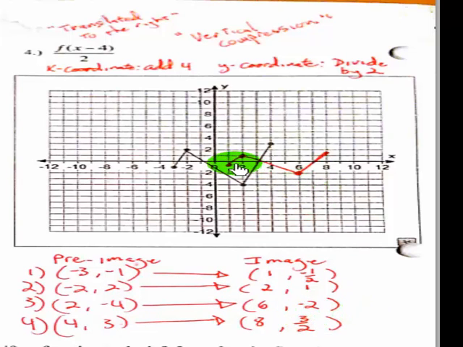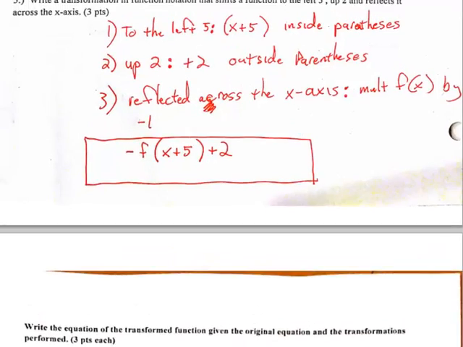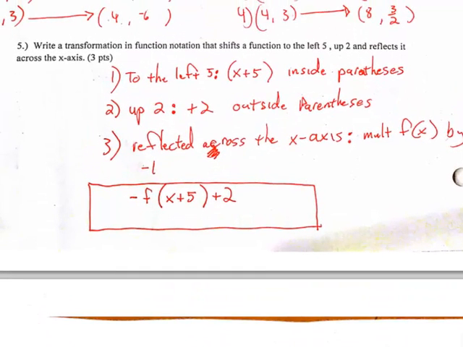And then you can see if you graph it, the black is the pre-image, you apply your transformations and you get the red image. Now, it says, write a transformation in function notation that shifts a function to the left 5, up 2, and reflects it across the x-axis. I made a judgment call on this. I think what it should say is, write a transformation in function notation that reflects it across the x-axis, shifts it to the left 5 and up 2. Otherwise, as it's stated, you should apply parentheses, but I'm not going to do that because I don't think that was the intent.